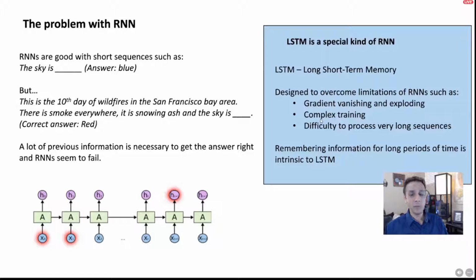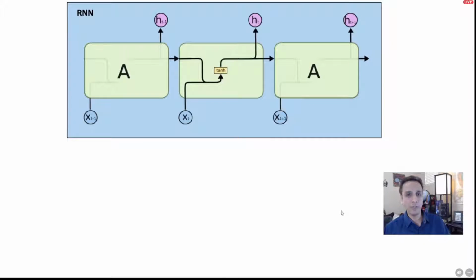Also, RNNs can be very complex to train, and more importantly, have difficulty processing very long sequences, which I just talked about here. Remembering this type of long information is intrinsic to LSTM. Again, please read papers on LSTM if you're curious about it, but I'm going to explain it a little bit more in the next few minutes.